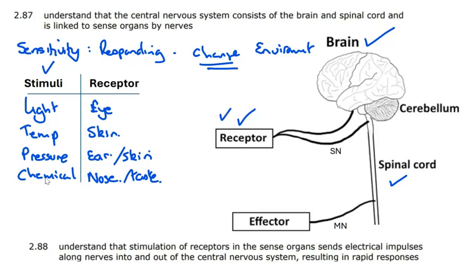The receptors are here, and so the stimuli will cause the receptor to generate a nerve impulse. This electrical nerve impulse travels along nerves to the central nervous system. These nerves are called sensory nerves. And so the nerve impulse will travel in this direction from the receptor to the central nervous system.